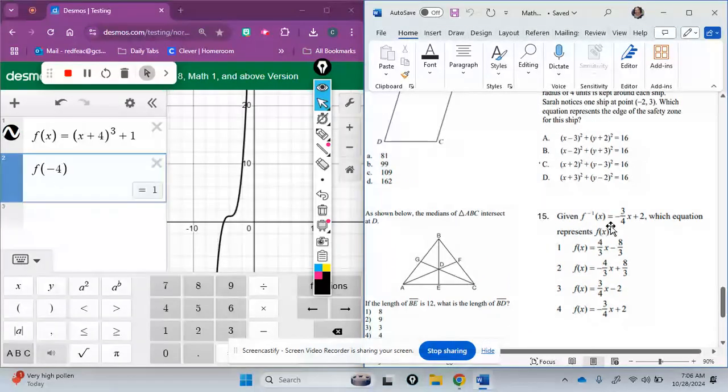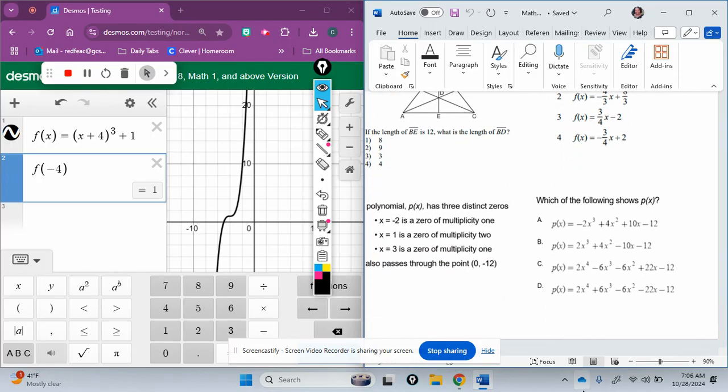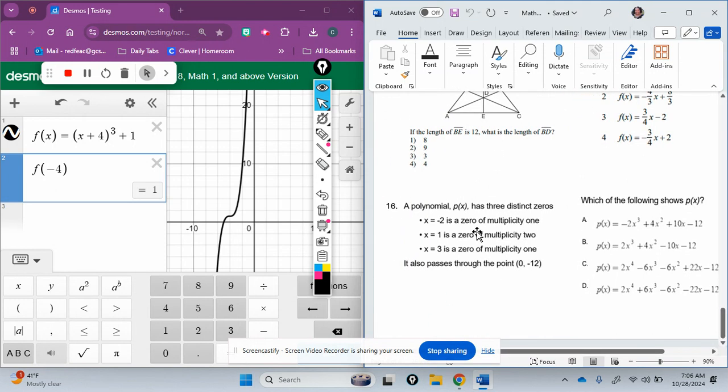For 15, it says given f of x equals -3/4x plus 2, which is the inverse. To solve this one, I told you, every time you have an inverse, equation to equation. Graph the line y equals x, then plug the rest in and see where they reflect. Okay? For number 16, make sure you pay attention to the multiplicities and build your equation by the factors.